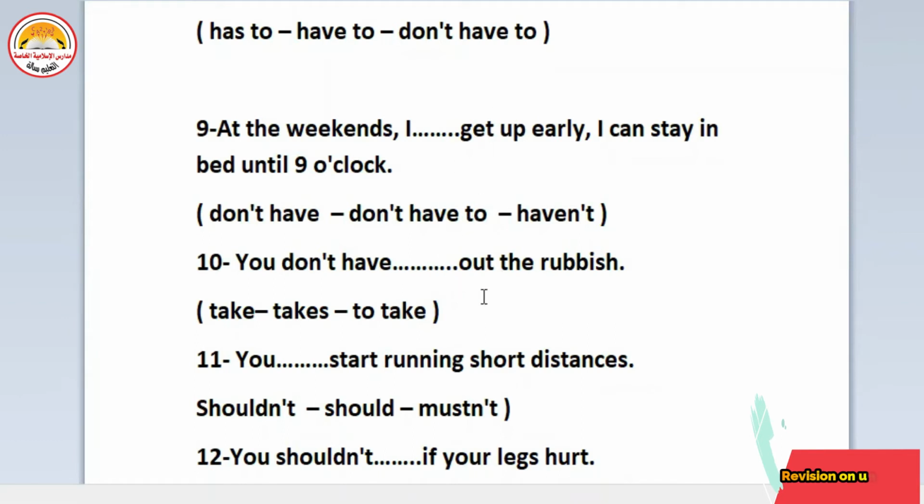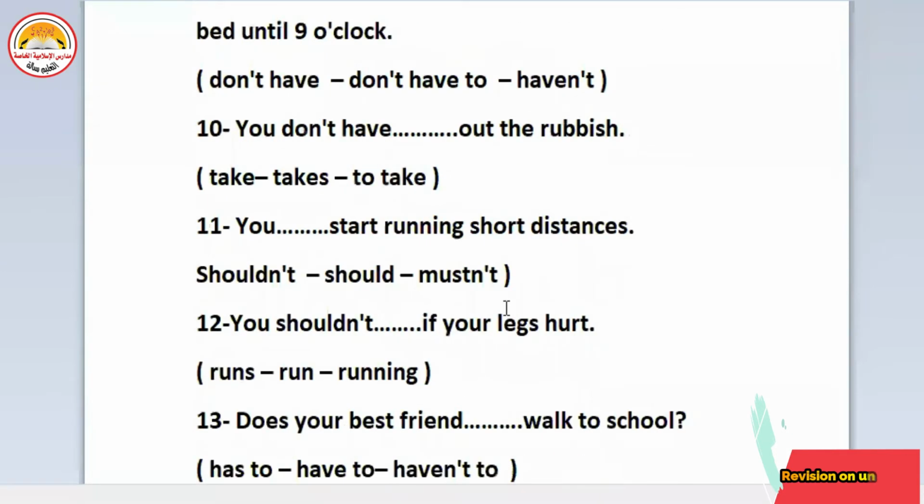Number 11 here, Hannah Lutfi. Hannah, can you hear me? Yeah, number 11. You space start running short distance. Choose here from shouldn't, should, mustn't. Should. Very good. Thank you, Hannah. It's correct. So here, number 11: you should start running short distance.